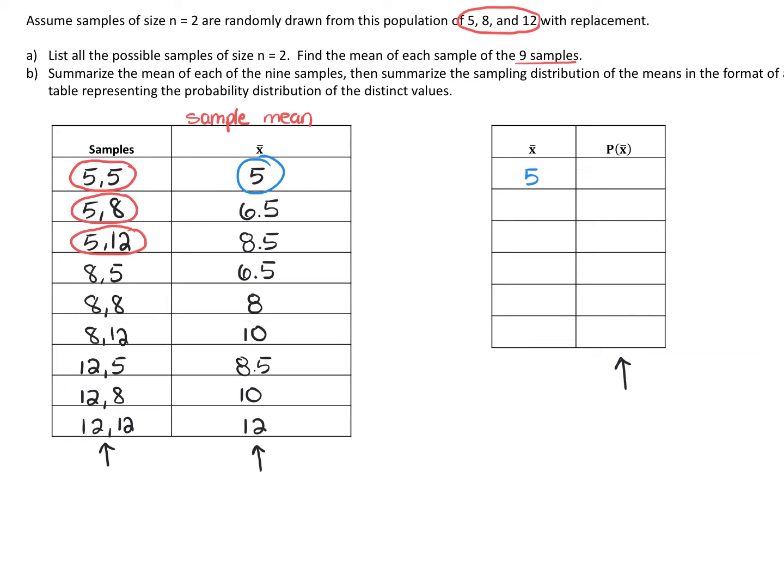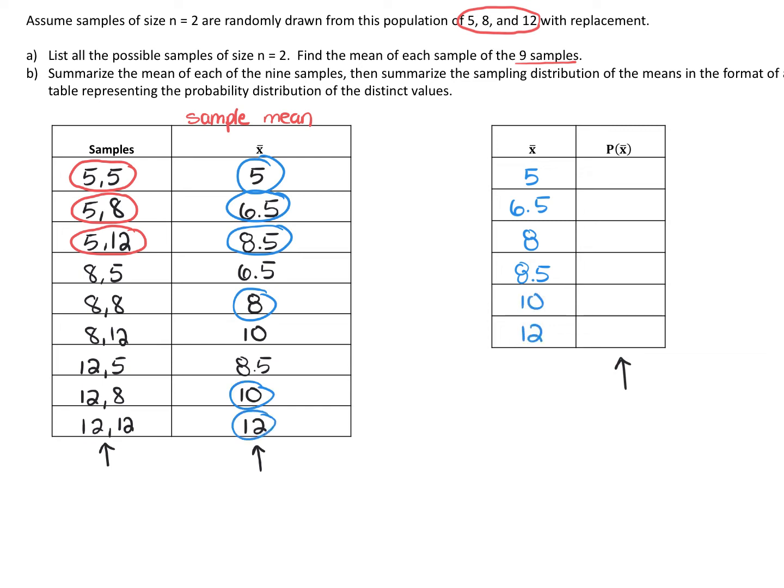But we could also have a sample mean of 6.5. We could also get a sample mean of 8. It's possible that we get a sample mean of 8.5, or we can get a sample mean of 10, or we can get a sample mean of 12.